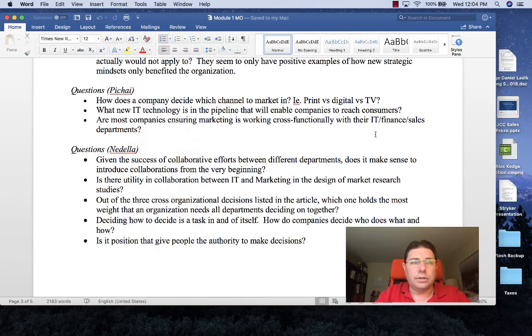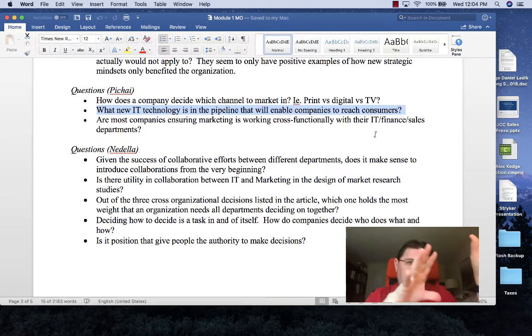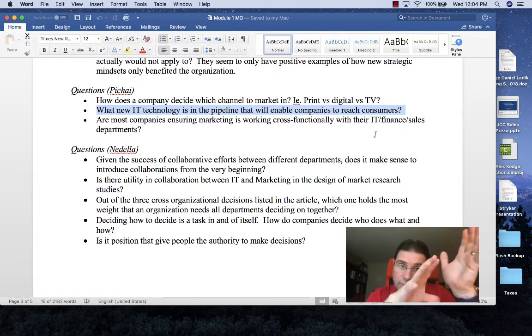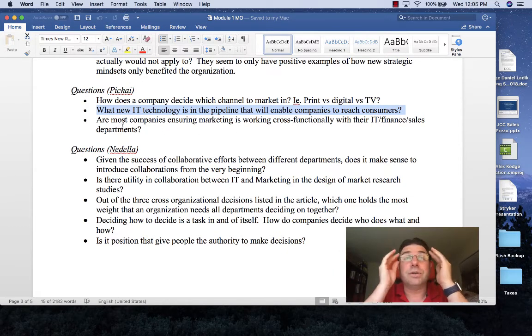What new IT technology is in the pipeline that will enable companies to reach customers? This is a little vague, but let's talk about this. So we need both information gathering technology. We need technologies that will help us on the customer service side. We need technologies that will facilitate transactions. We could go really long on this. I mean, if you want to talk about supply chain and you're not talking about blockchain, then we're not having a conversation about what's coming in the near future. If you're talking about customer service and we're not talking about AI, then you're not talking about the future.